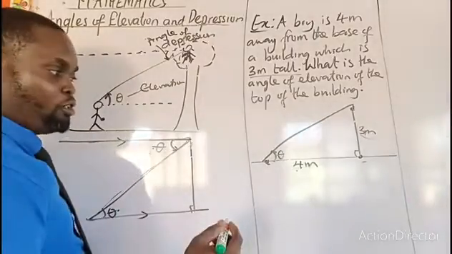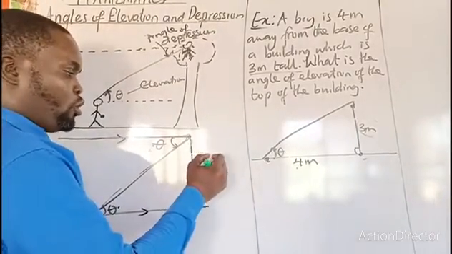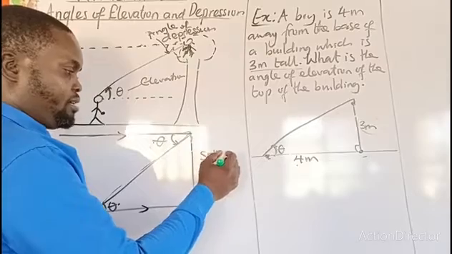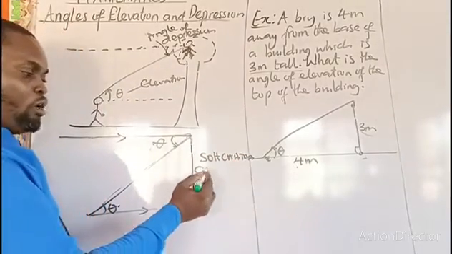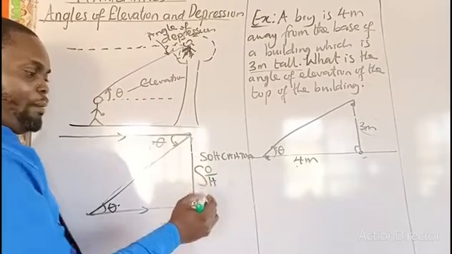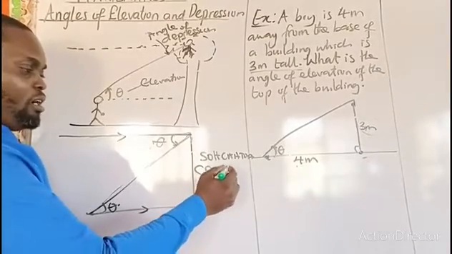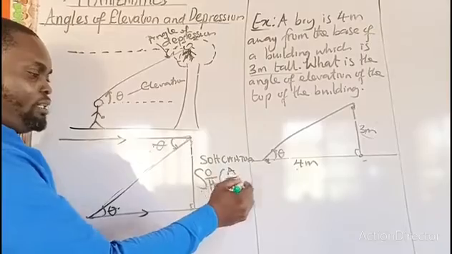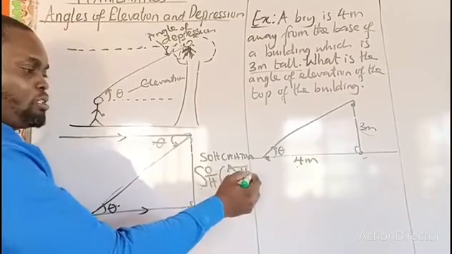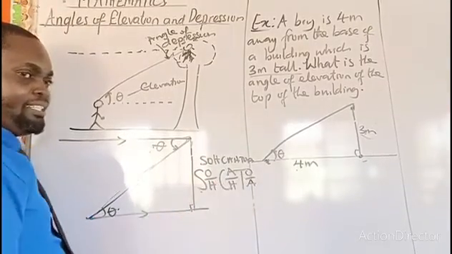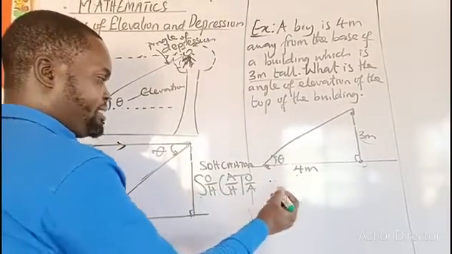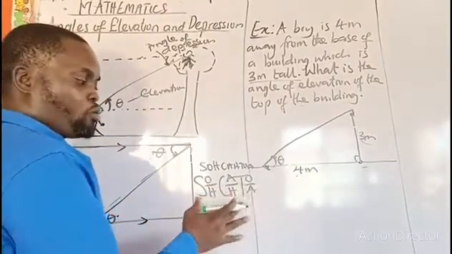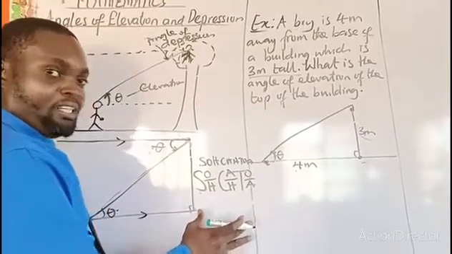Opposite. For those of you that do not remember your SOH CAH TOA: sine equals what? Opposite over hypotenuse. Cos equals what? Adjacent over hypotenuse. Then tan equals what? Opposite over adjacent. Is that not so? Yes, sir. Alright.